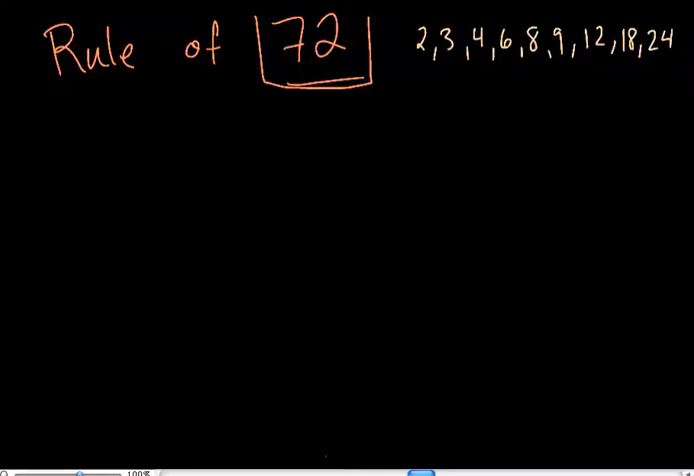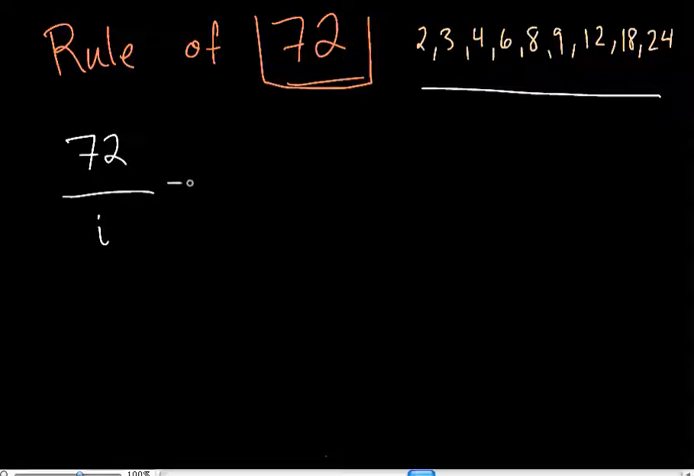So the rule of 72 is basically a way for you to figure out how long it's going to take for your money to double. So here's all the numbers that 72 is divisible by, or the factors of 72. And all you have to do is take 72 and divide it by the interest rate, I'll just call that I, right? And that's going to equal the number of years it takes for your money to double.